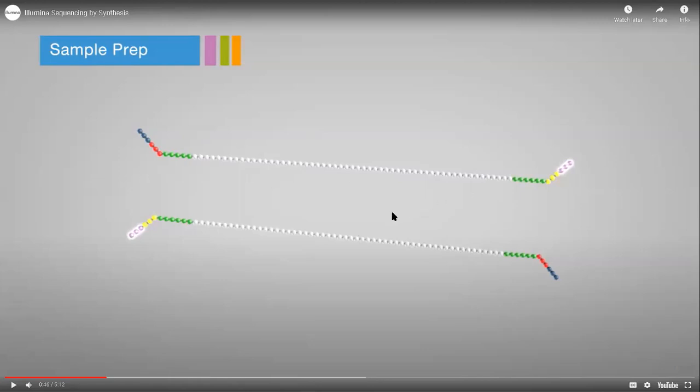So these adapters are pre-decided, and because of these adapters and also something called indices, you are now able to carry out the sequencing of multiple samples. So let's say you had 10 wild types and 10 mutants, and you want to run the samples together. Because of the addition of these adapters, this was now possible.